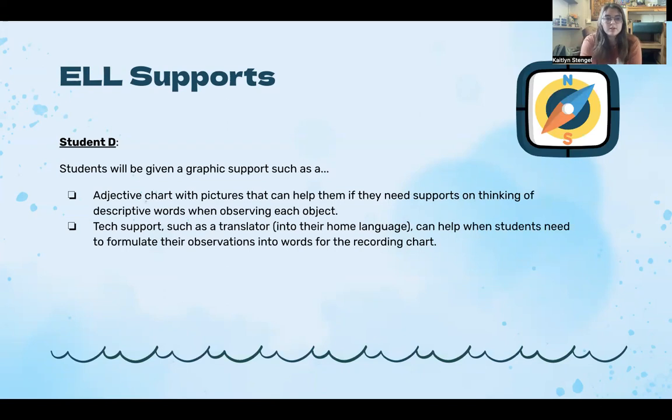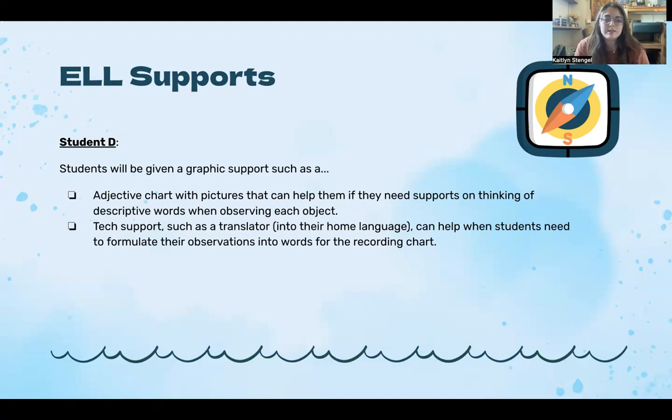Student D's supports will be graphic, and for this one, they will have an adjective chart with pictures that can help them if they need support thinking of descriptive words when observing each object, because each box does ask the students to write down characteristics or what they observe. So if a student is having a hard time looking at a compass and trying to say, oh, it's shiny, and they can't think of that word in English, they'll be given an adjective chart that will help them with some descriptive words, especially when trying to talk about their characteristics.